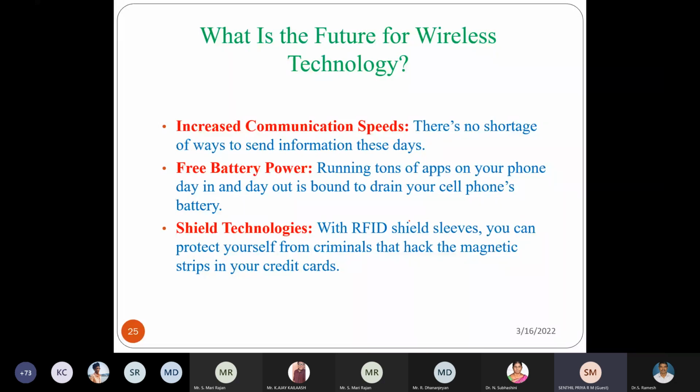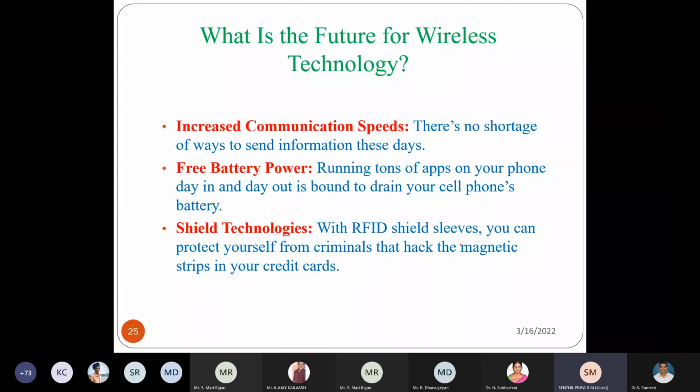So nowadays we go for battery saver options. Once we are running a lot of systems, we go for battery saving options. If a lot of apps are running in our mobile phone, it drains our battery, and that is also going to be neglected. We are going for battery free power. If we run tons of apps in our phone also, the battery consumption will be too low. Okay, so it's not going to drain your battery.